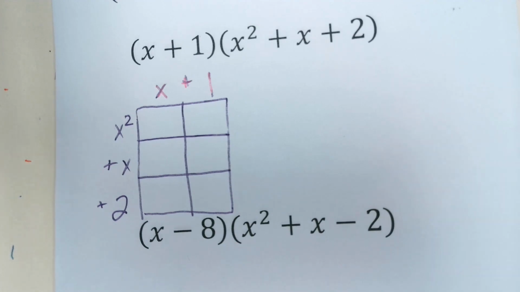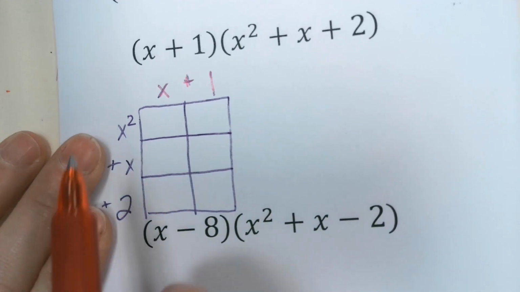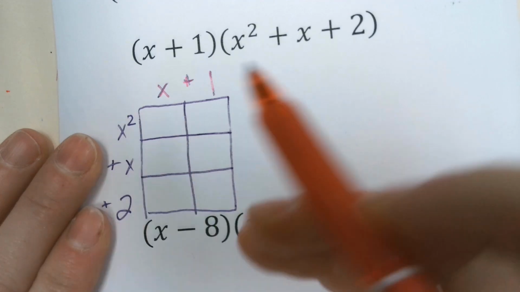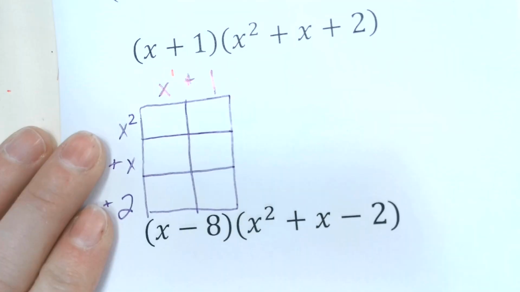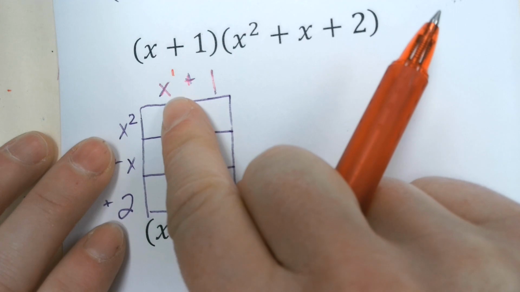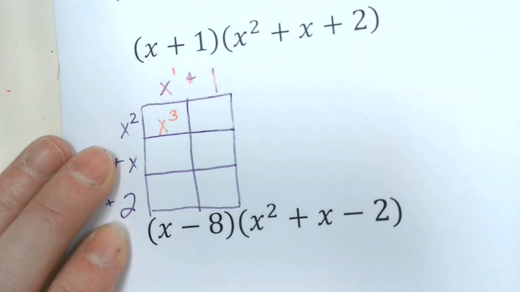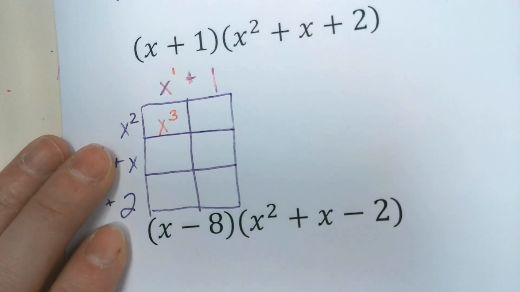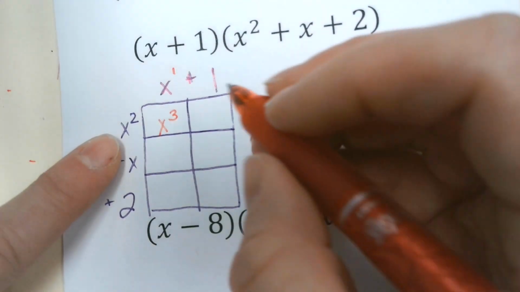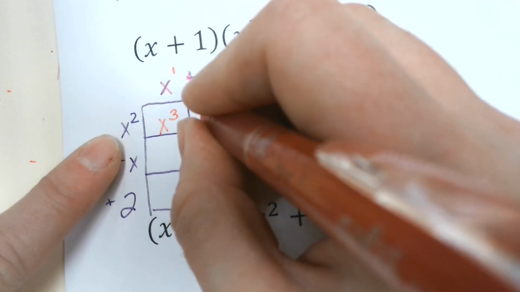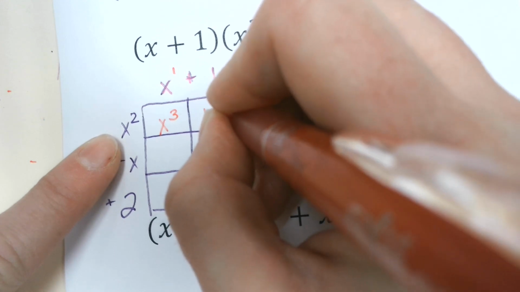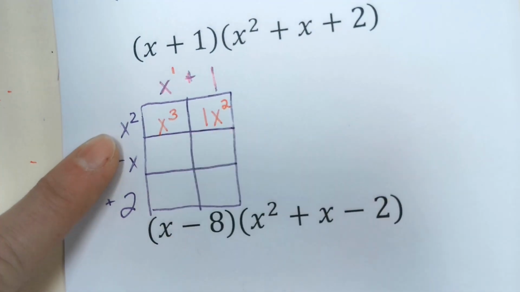So once you get your box set up, you can multiply rows and columns. So we're going to multiply x squared by x. So this is like an x to the first power. When you multiply the same base, you add those exponents. So that's going to be x to the 3rd power. Then we multiply x squared times 1, which is just 1x squared. I'm going to keep the coefficient of 1 there.